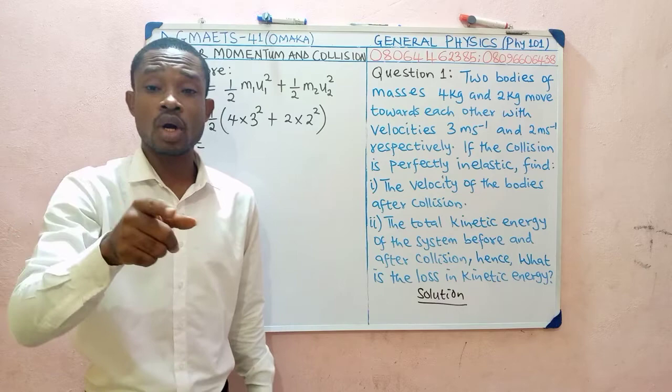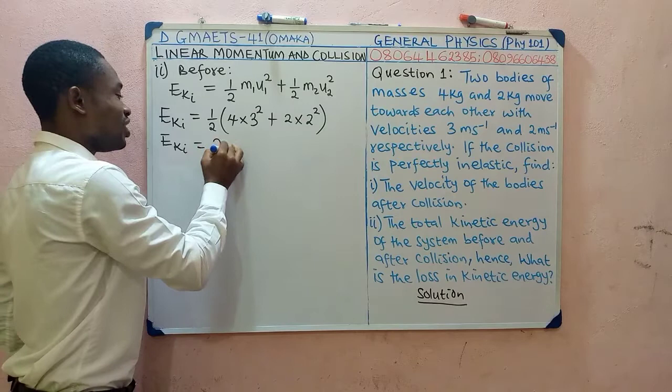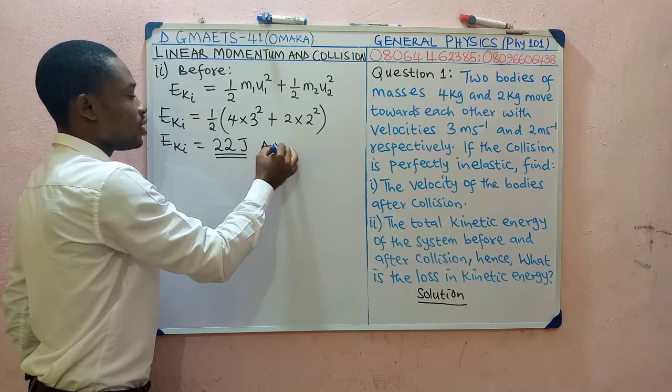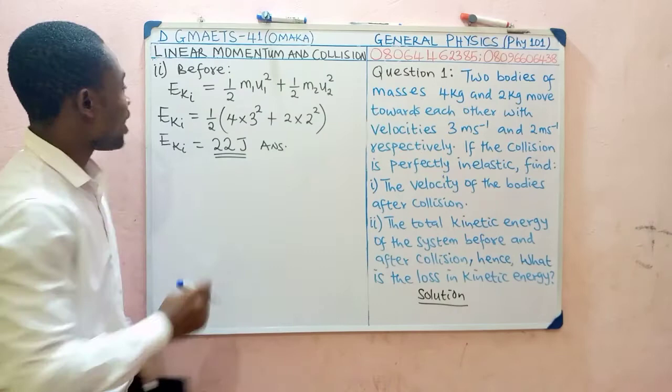So that 44 is what we have in the bracket here, divided by 2. You notice that the initial kinetic energy is 22 joules. This is the initial kinetic energy before collision. Now let's proceed.